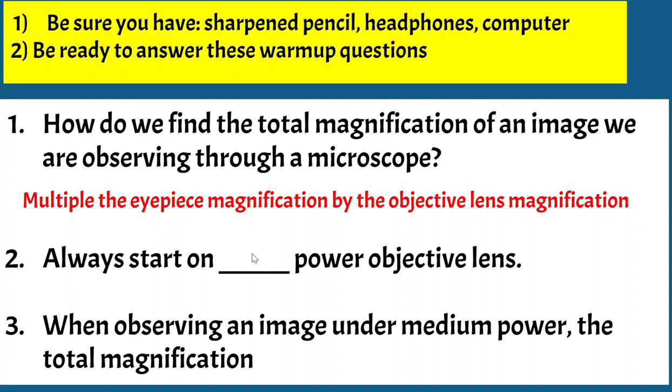You're always going to start on low power, and you're always going to start with your microscope stage all the way down whenever you're viewing slides. And once you've focused on low power with your coarse adjustment knob and you are ready to move to medium power, you know that you are observing something at 100 times its normal size because the eyepiece is 10 and the medium power objective lens is 10. So 10 times 10 is going to be 100.